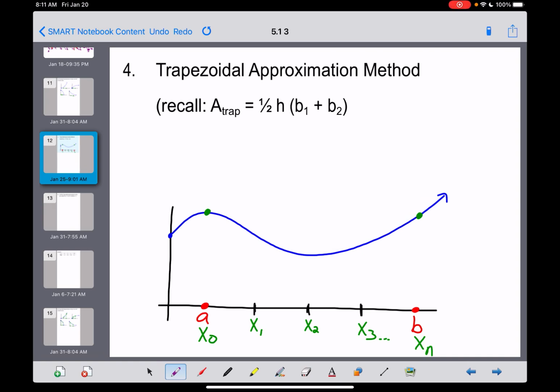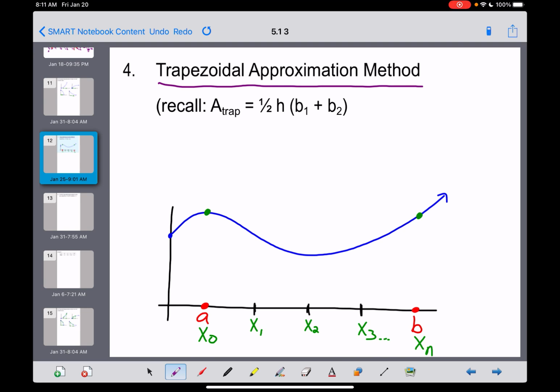All right, AP Calc, we're going to move on now into the last part of our notes for section 5.1. If I'm remembering this correctly, your textbook actually pushes off this concept, the trapezoidal approximation method, until later in chapter 5, which always seems weird to me.